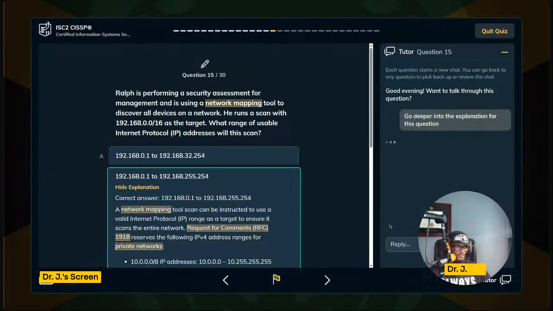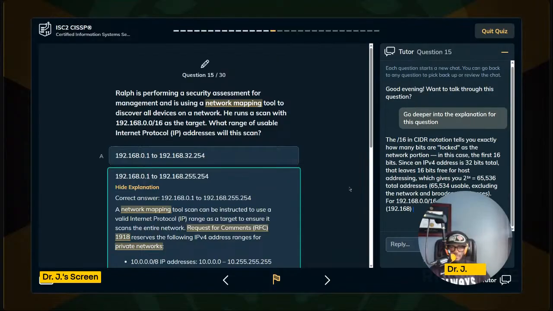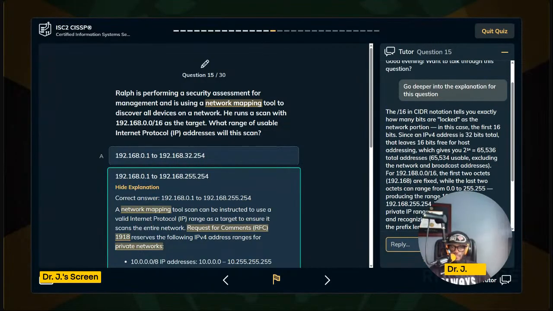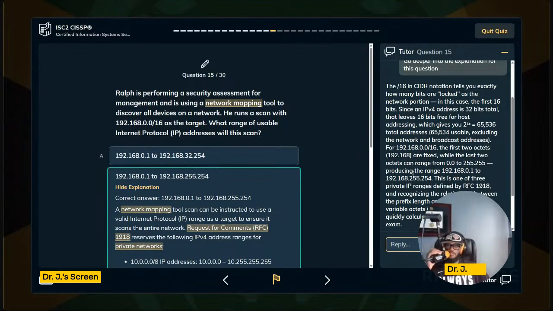Let's try this go deeper. Let's see what this says. Oh, it goes into AI. All right, well let's see the explanation. The slash 16 in CIDR notation tells you exactly how many bits are locked as the network portion. So in this case, the first 16 bits. Since an IPv4 address is 32 bits total, that leaves 16 bits free for host addressing. Which gives you 2 to the 16th power, so 65,536 total addresses. 65,534 usable, excluding the network and broadcast. Okay, network and broadcast. That's what it was. I know broadcast. I couldn't remember what the other one was.